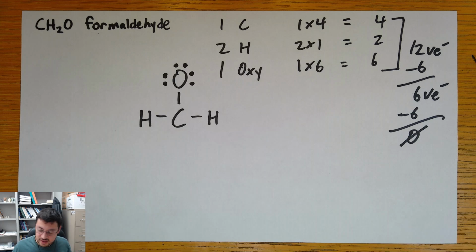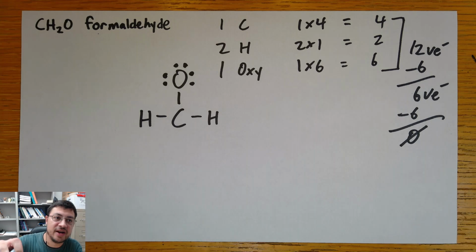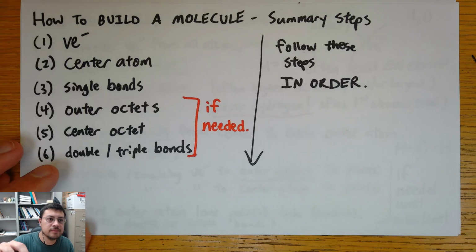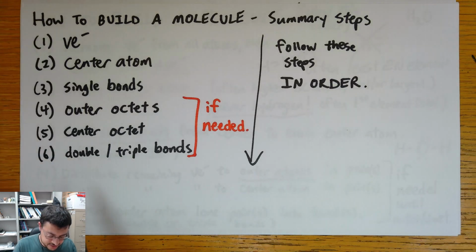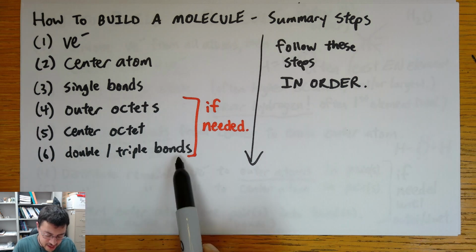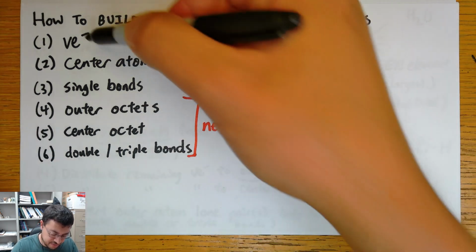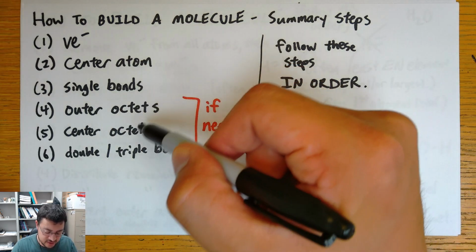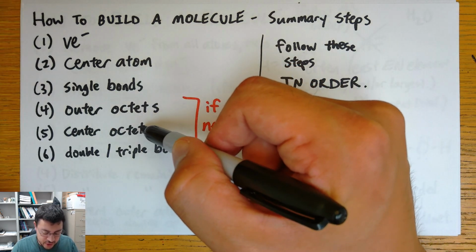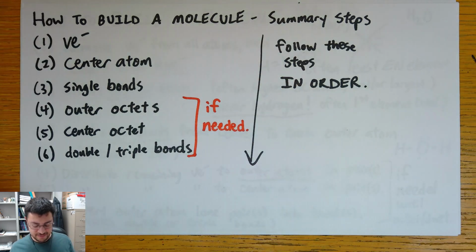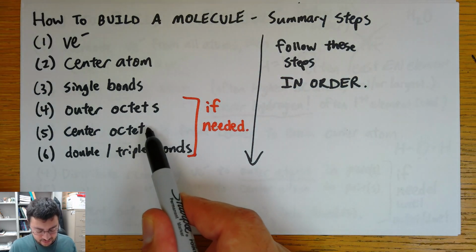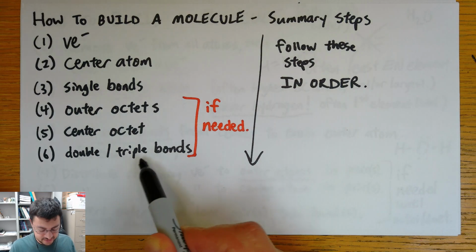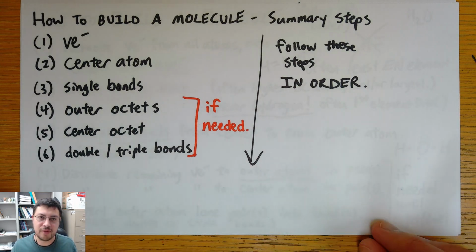This is going to be the first instance of tackling that step number 6 I had earlier. So earlier I had said something about double or triple bonds if needed. See, we were following everything. We did single bonds. We did outer octets. We were trying to do the central octet, but we had nothing left to give it, so we had to skip to step 6. So we're going to consider this double or triple bond option.